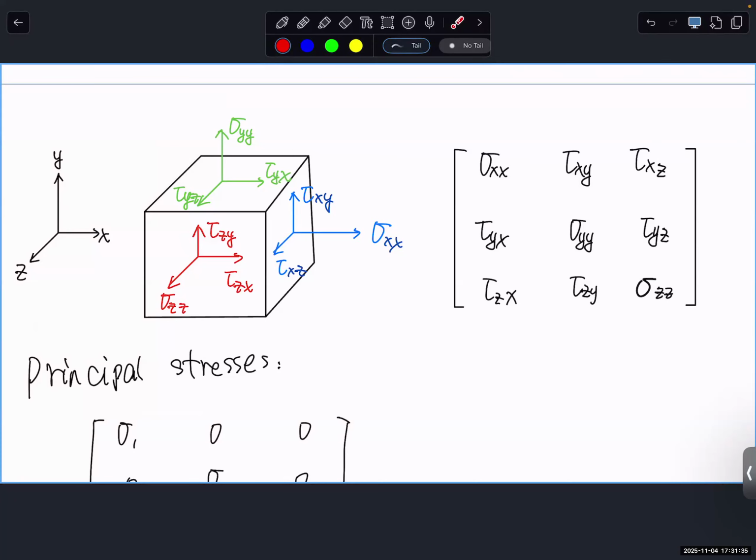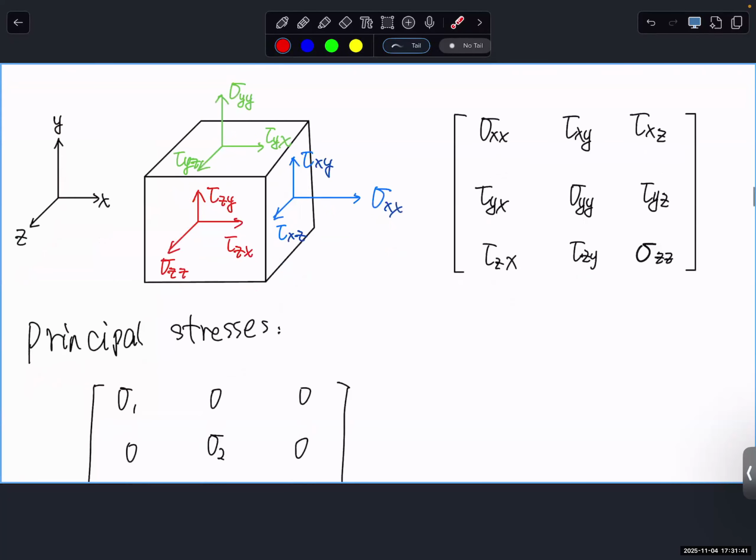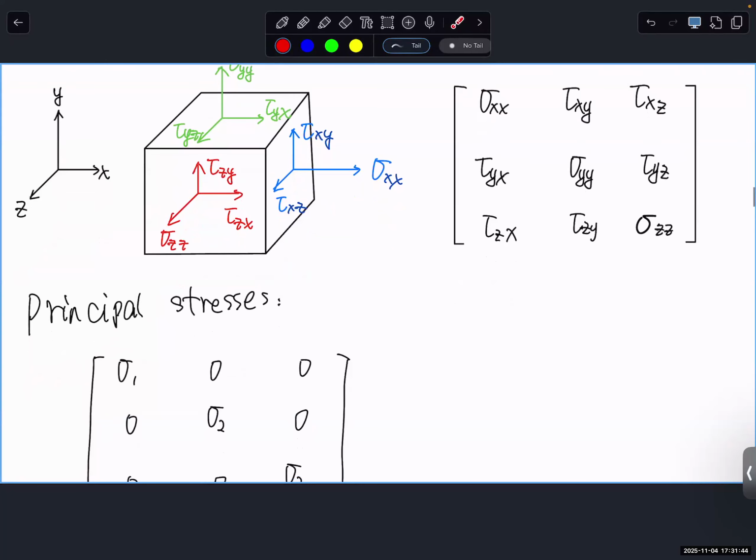Anybody know what an eigenvalue is? No? Okay, then let's go through it. I think it's in calculus or linear algebra. You learned it before. Okay, great.